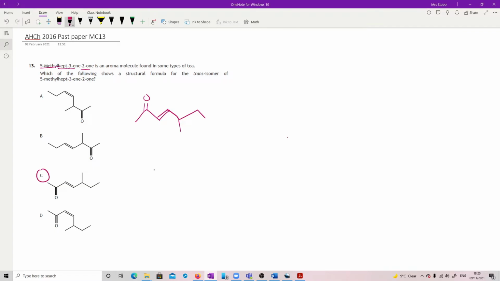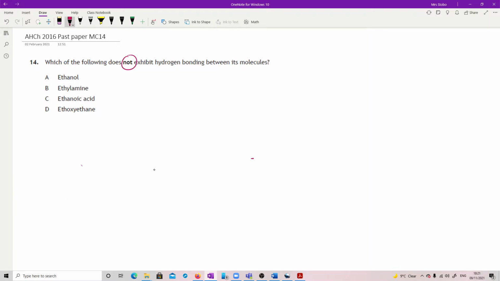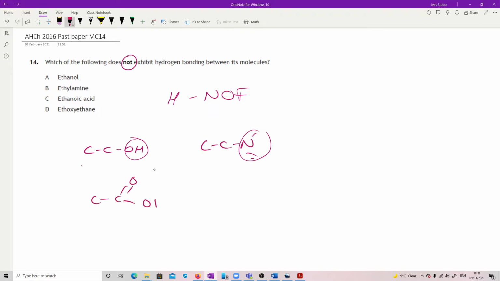The following does not, in bold, so therefore important, exhibit hydrogen bonding between its molecules. For hydrogen bonding, I'm looking for a hydrogen bonded to an N, an O, or an F. You can sit and draw them out. Ethanol, well that's definitely going to have hydrogen bonding. Ethylamine, I've got nitrogens with hydrogens on here, so that's got hydrogen bonding. Ethanoic acid we know has hydrogen bonding.